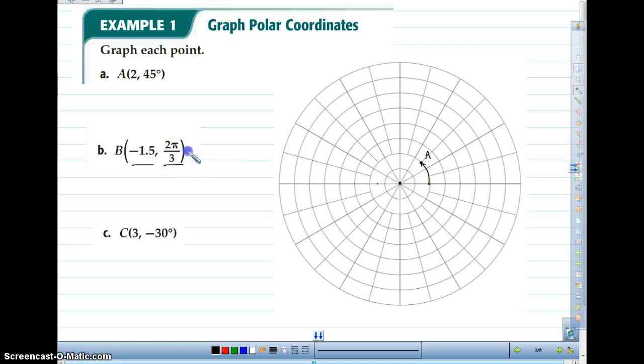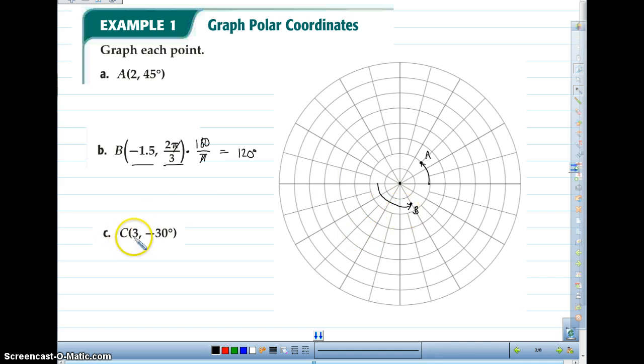If you're not sure how far that is, you can convert it into degrees by multiplying by 180 over pi. When you simplify that, you'd see this is 120 degrees. So if I count my spokes, this is 15, 30, 45, 60, 75, 90, 105, 120. Right here is point B. And again, if you want to, you can draw your arrow of rotation just so you can double back and check. Oh yes, I rotated correctly.